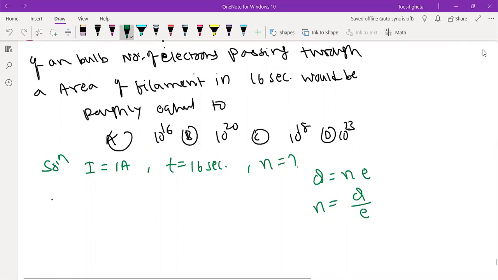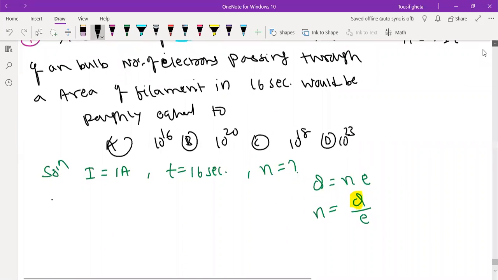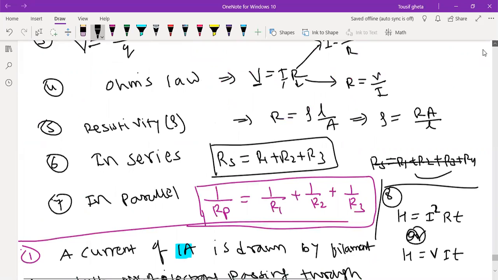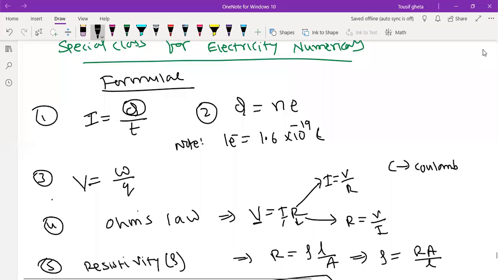This is the formula. But the problem is what? I don't know Q. But I have a formula for Q. You know, in the start, I gave one formula of Q. Q is concerned with current. See, this is the Q formula. If this is Q, you can cross multiply, you will get the formula as what? Q is equal to IT, right? So that we will write.